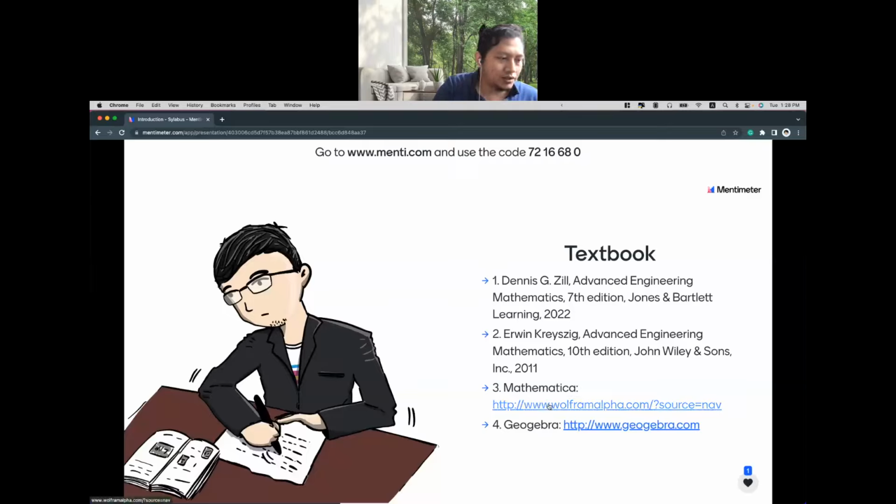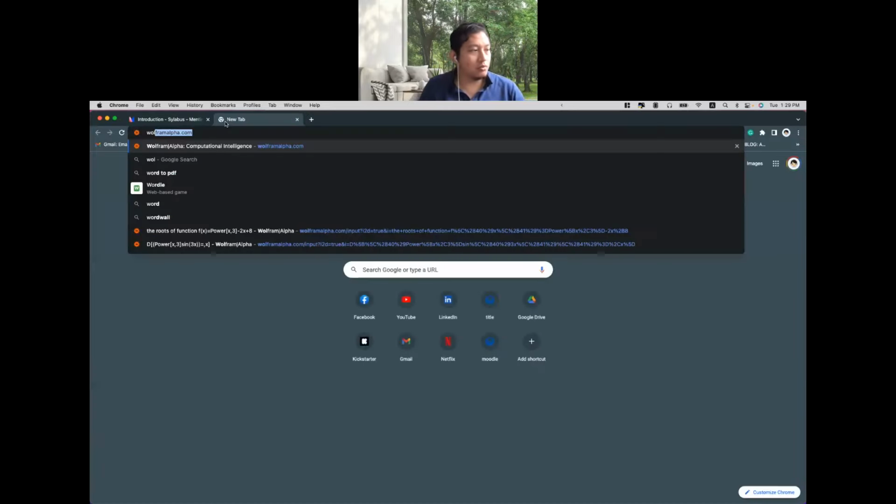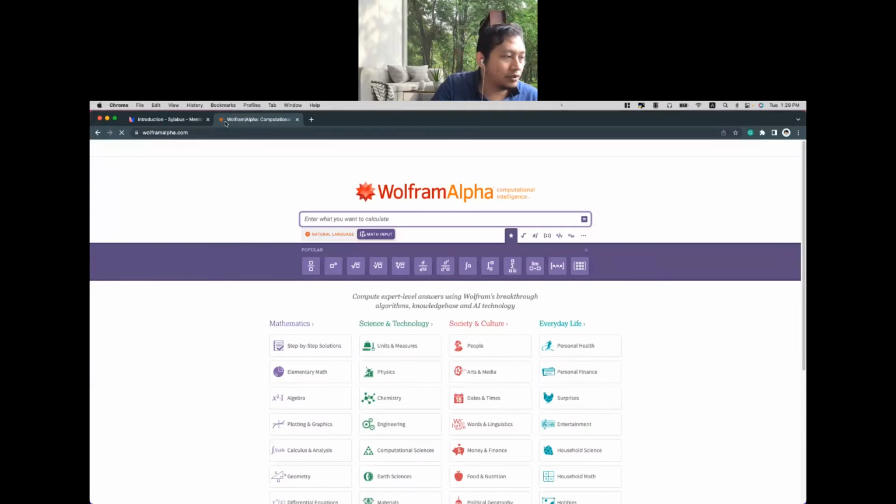The other two tools, I believe some of you are already familiar with. The first one is Wolfram Alpha. The second one is GeoGebra. They are cloud-service websites. The first one is for computations, the second one is for making graphs, a graphing calculator. So let's see what Wolfram Alpha can do. Basically we can solve some equations.